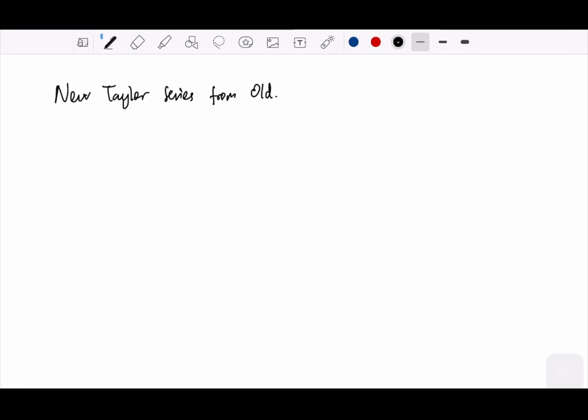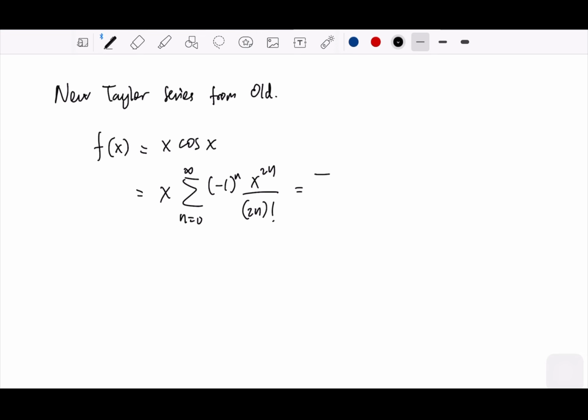So first, if you want to make the function x cos x, which means we are just having x and then multiply with the sum of the function of cosine x. So we are just exchanging cosine with the sum. And this will be just adding 1 for x.